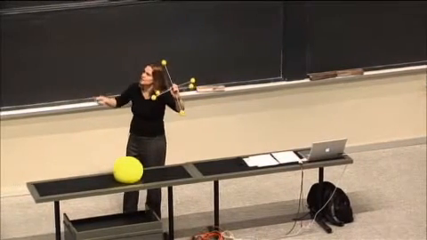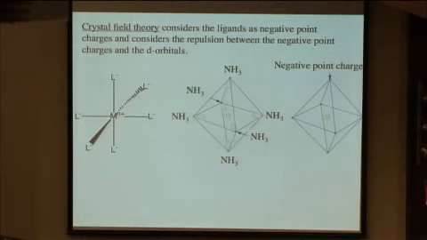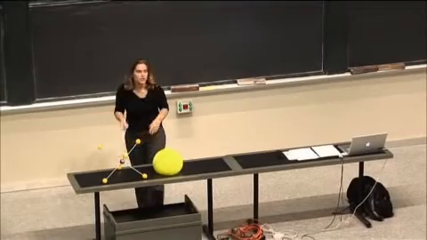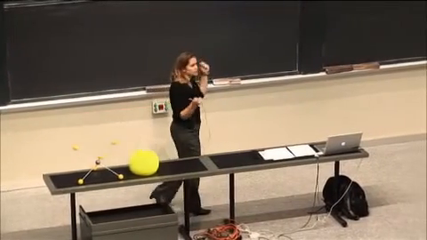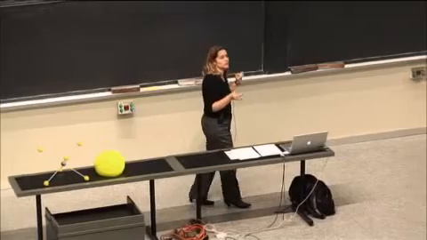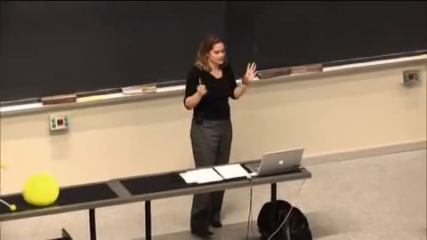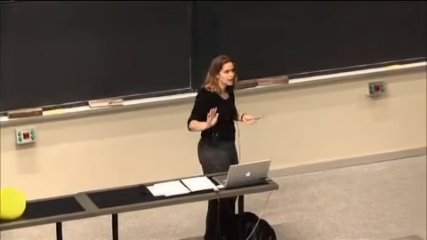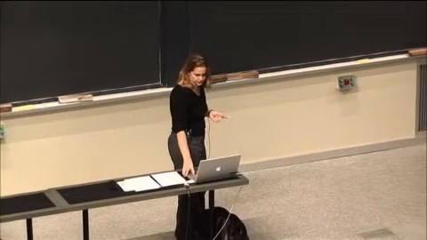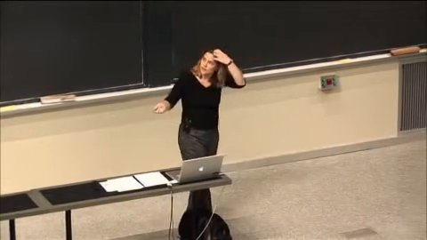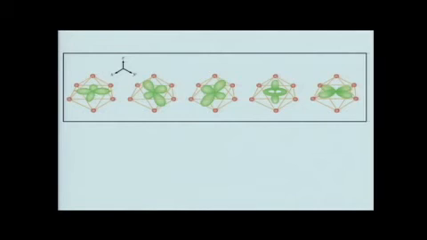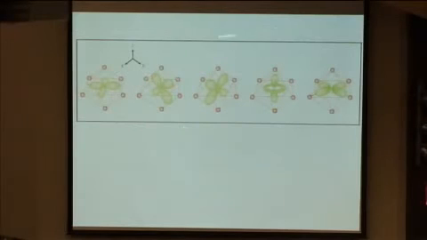And so you can just think about each of these ligands as negative point charges. If the negative point charge is pointing right toward a d orbital, that'll be very repulsive. If it's not, it's less repulsive. That's the whole idea behind this crystal field theory. So here again is just another little picture. You can kind of get the idea that we're going to be thinking about all the shapes of the d orbitals, and we're going to think about where the ligands are.